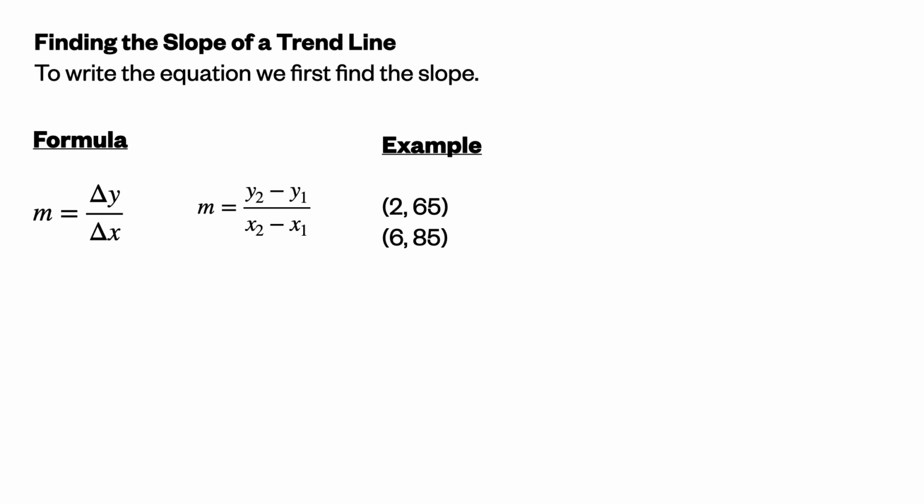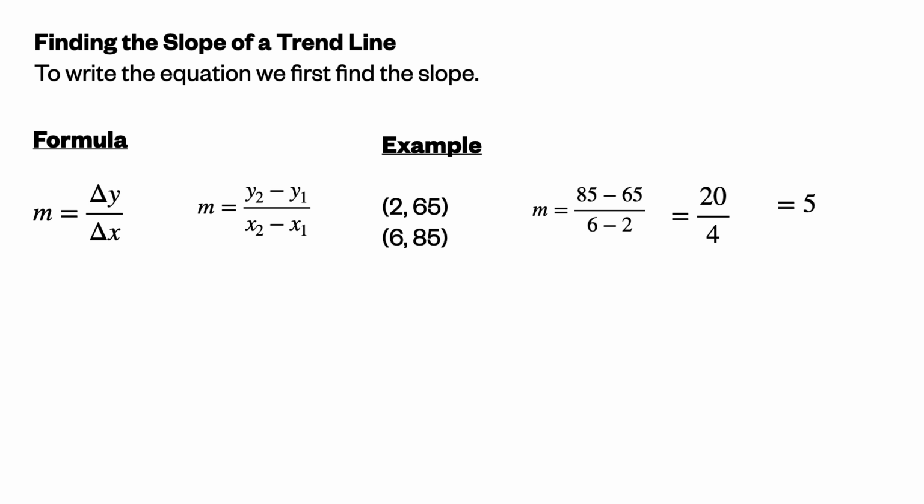So when we use our slope formula of subtracting the x's and subtracting the y's, we get 85 minus 65 on top for our difference of y's, and 6 minus 2 on bottom for our difference of x's. So 85 minus 65 is 20, and 6 minus 2, of course, is 4. And when we do 20 divided by 4, we get 5. So our rate of change, or our slope, between these two points is 5.